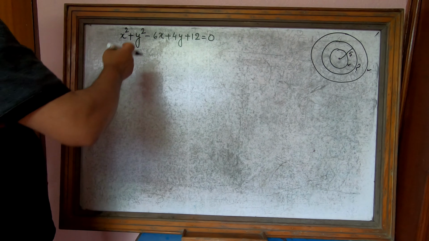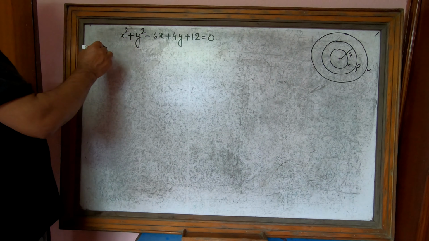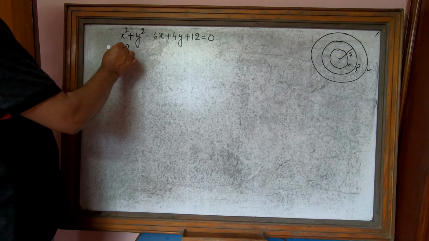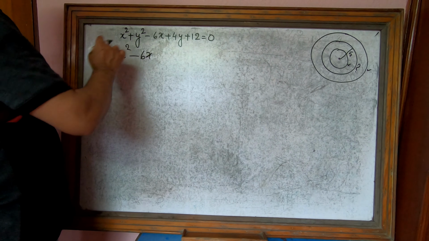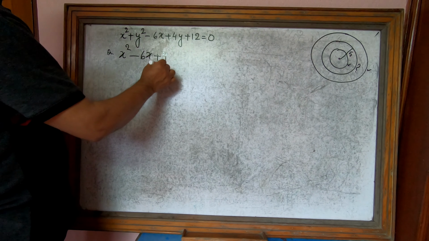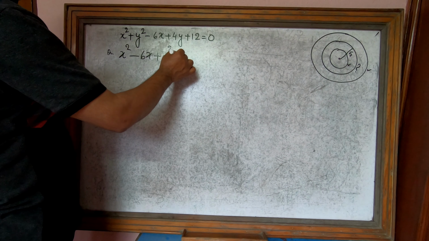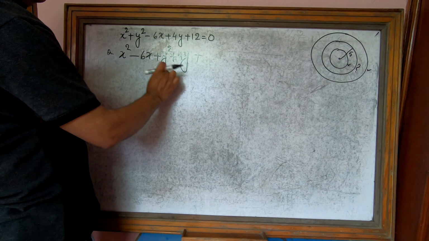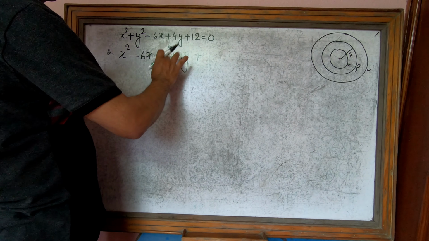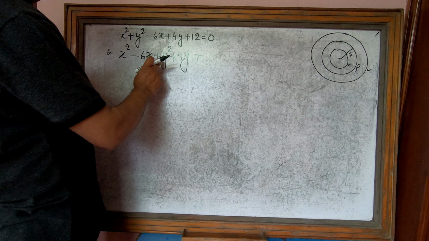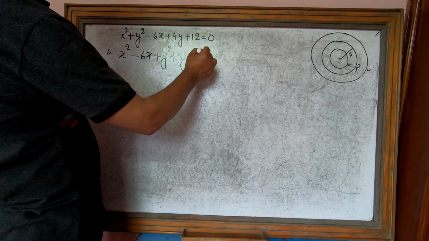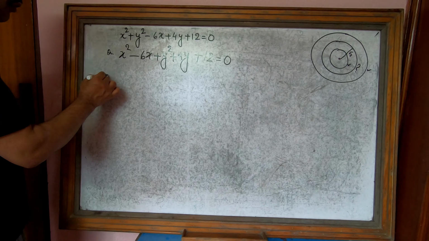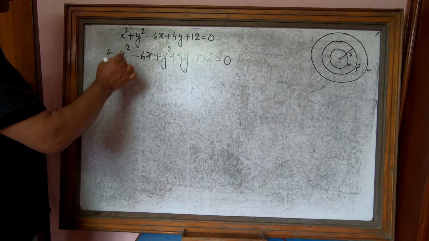You have to convert it again into the (x minus h) whole square formula. So for that you write x square minus 6x together plus y square plus 4y together. This is y square plus 4y and this is plus 12 equals to 0. So I'll do it in short.